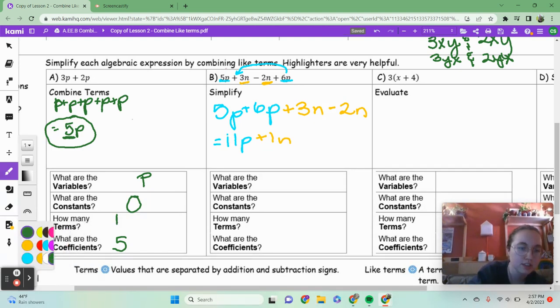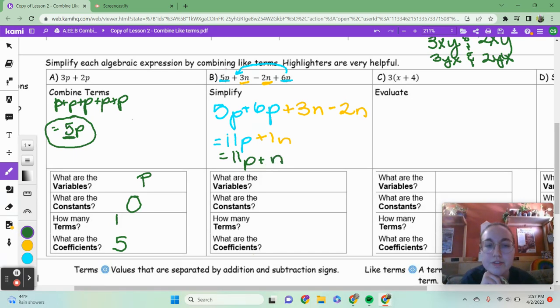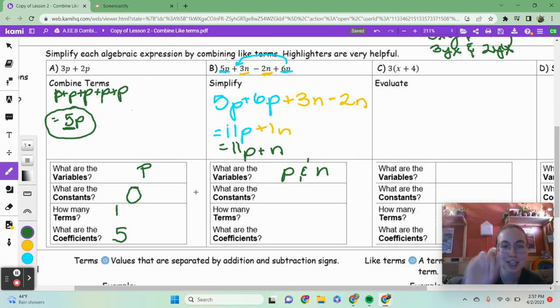So if I want to write this all out in one color, I could just say that this is 11p plus n. So what are the variables? The variables here are p and n. It's my little and symbol. I'm not sure if that's the most common and symbol anymore, but it's the one that I like to use. What are the constants? The constants, the things that are multiplying our variables, are 11 and that invisible 1, or the 1 up here and the 11 up here.